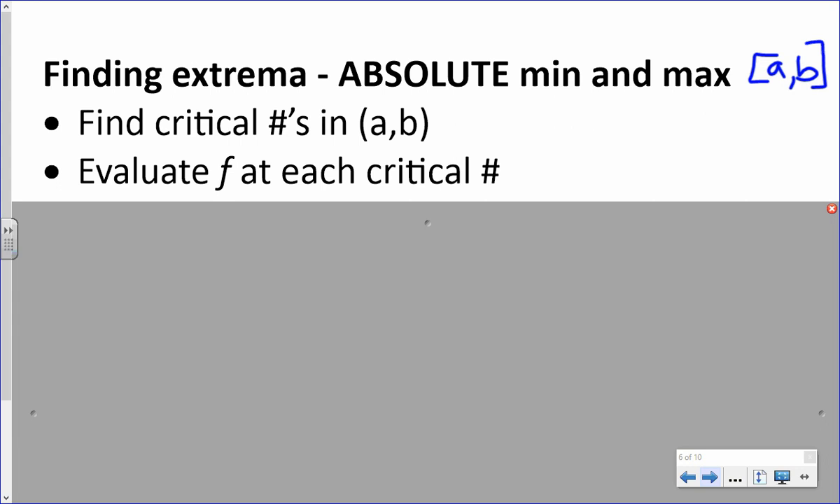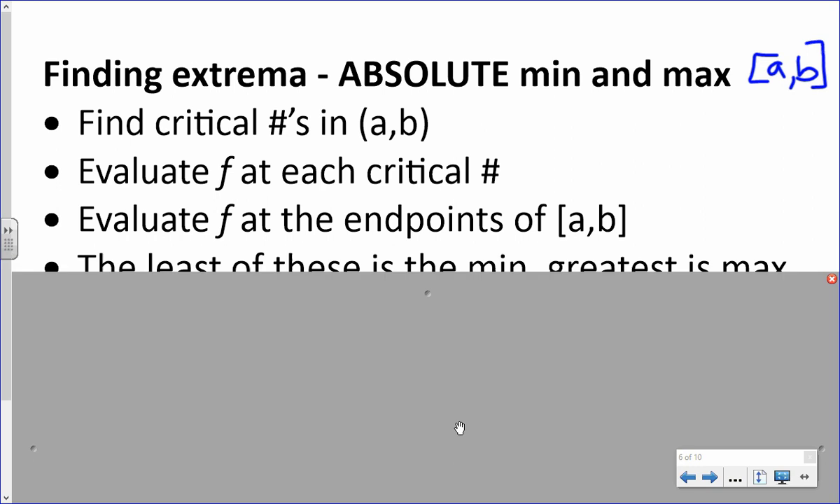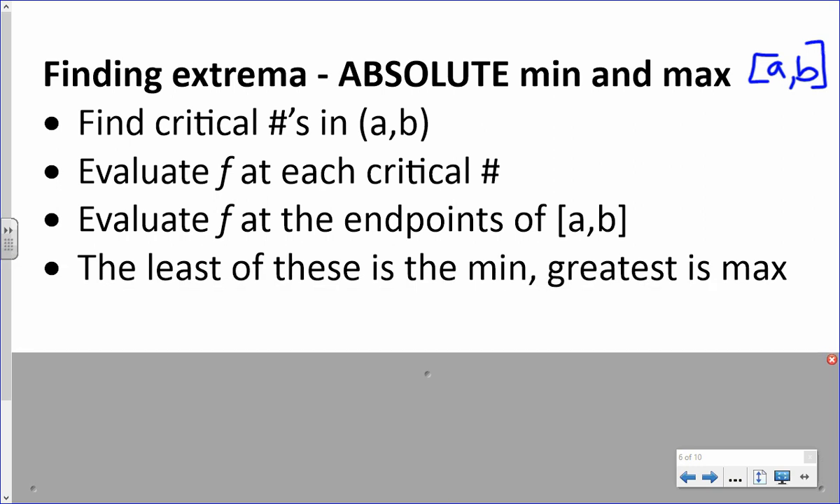But then, thinking back to the pictures that we just looked at, we also have to think about the endpoints of our interval. So then you are going to have to evaluate f at the endpoints to see if your endpoints are higher or lower than any of your critical numbers. And then from that list, the least is the minimum and the greatest is the maximum.